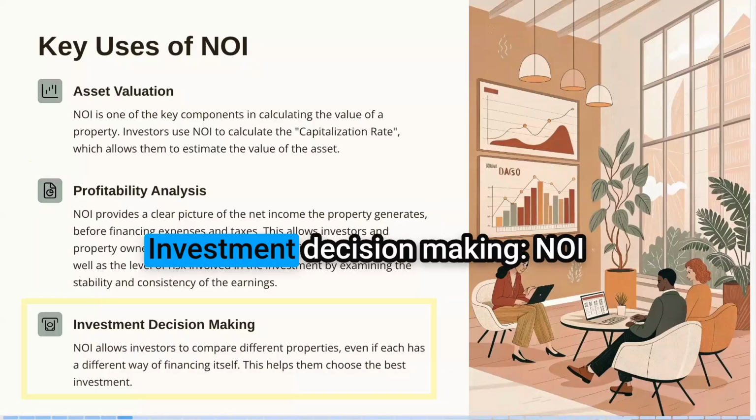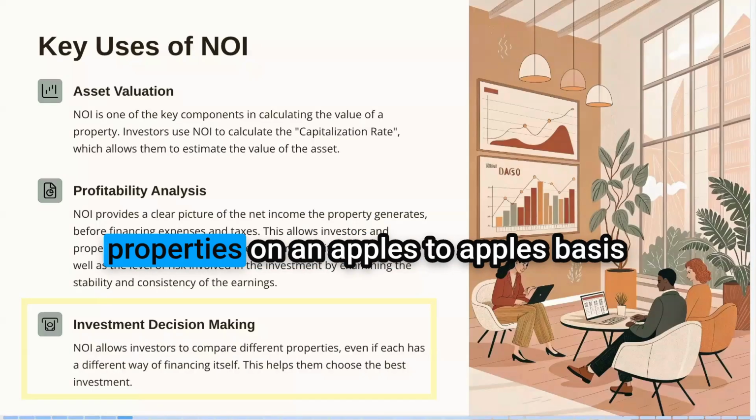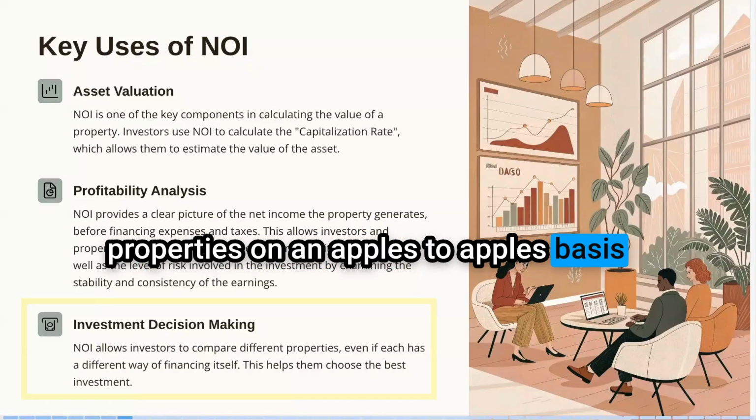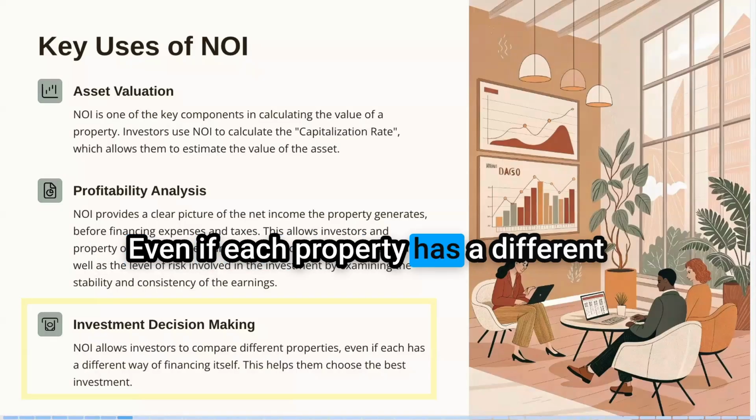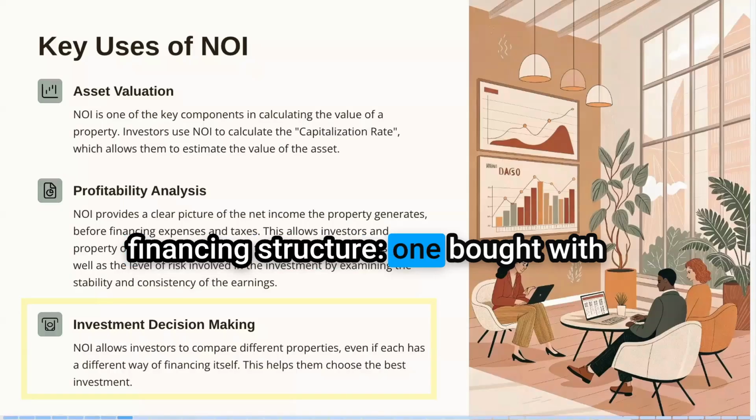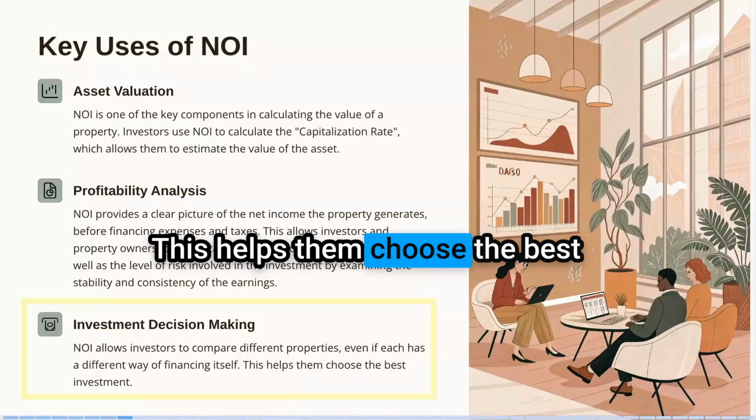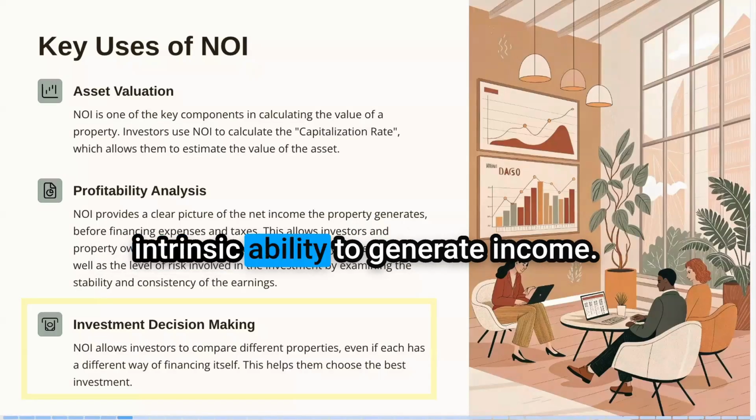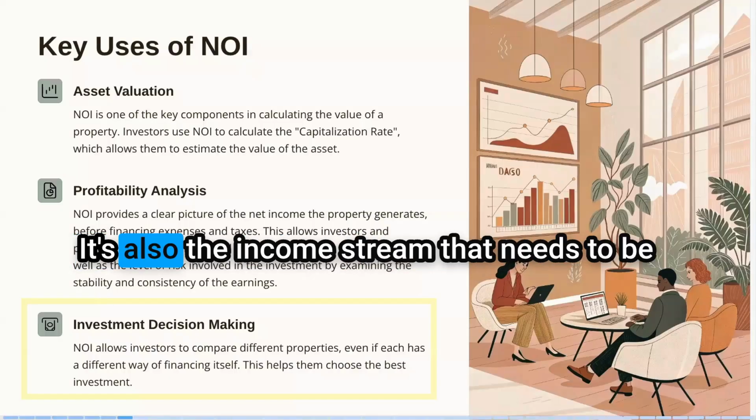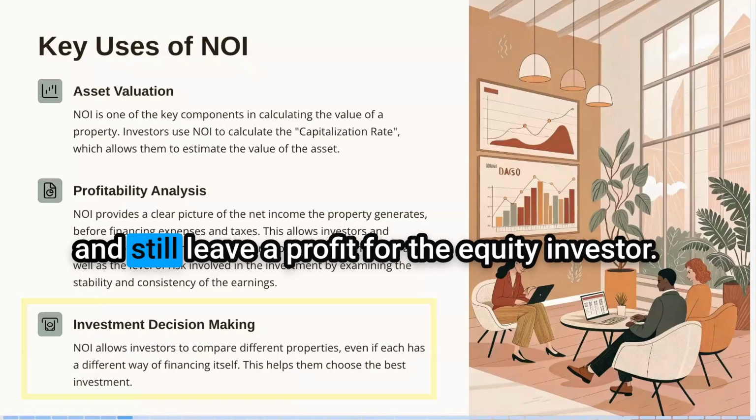Investment decision-making. NOI allows investors to compare different properties on an apples-to-apples basis regarding their operational performance, even if each property has a different financing structure, one bought with cash, another with a large mortgage. This helps them choose the best investment by focusing on the property's intrinsic ability to generate income. It's also the income stream that needs to be sufficient to cover any mortgage payments and still leave a profit for the equity investor.